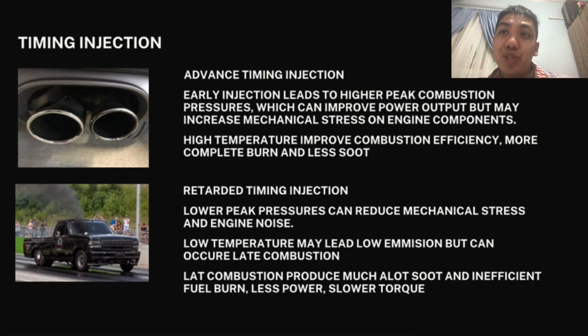There are two kinds of timing injection, which are advanced timing injection and retarded timing injection. Advanced timing injection is the current, already optimized injection, where the early injection leads to higher peak combustion pressure, which can improve power output. But if we have a higher peak pressure, it may also increase the mechanical stress on engine components. Higher temperature improves combustion efficiency, with more complete burning and less soot. Now for the retarded timing injection.